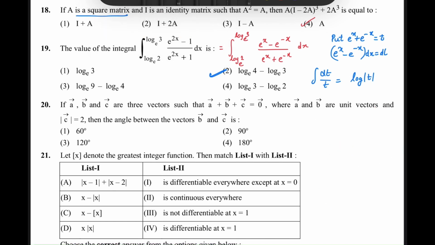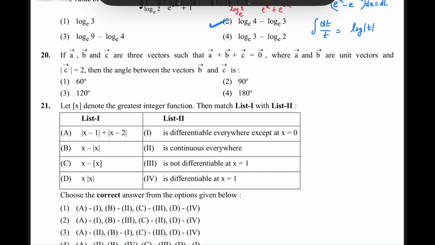Quickly move to question number 20. If a, b, c are 3 vectors such that this happens, a and b are unit vectors, that means their magnitude is 1, the magnitude of c is 2, what is the angle between b and c? Okay, so we have b plus c equals minus a. I can take the modulus both sides, the magnitude of these vectors, but the magnitude of a is 1, so this will be 1. Okay, what if I square both sides?